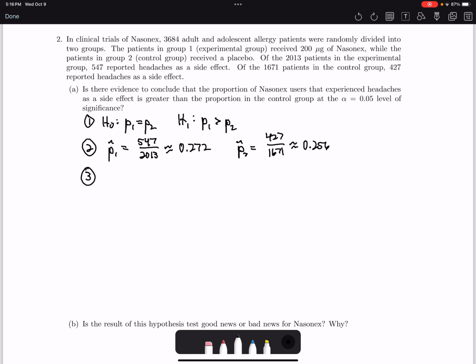So we've got to get the p-value. We're going to go to Art of Stat. For the number of observations in group 1, we're going to put in 2013. And for the number of successes, 547. In group 2, it's 1671 observations and 427 successes. And let's see what we get for our p-value.